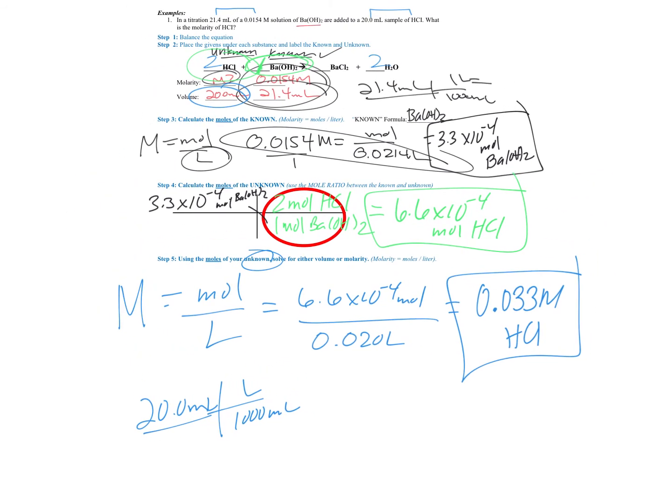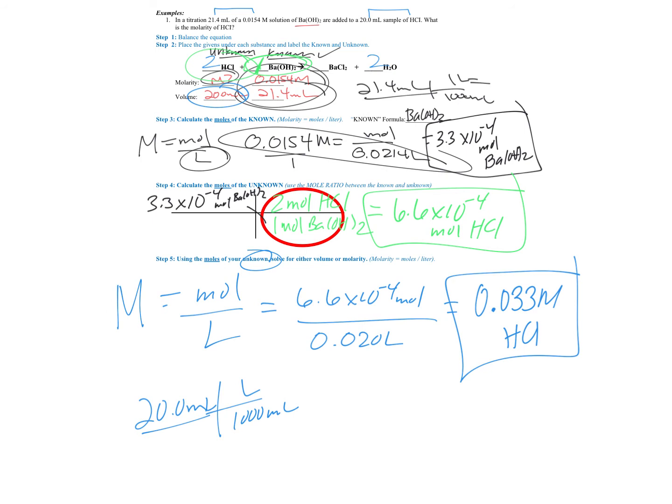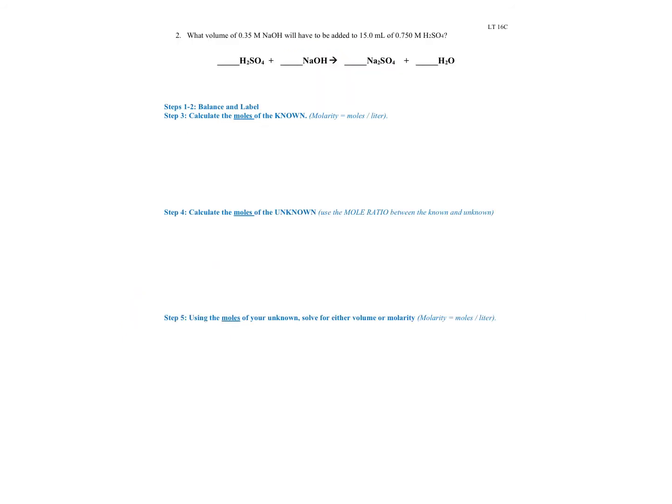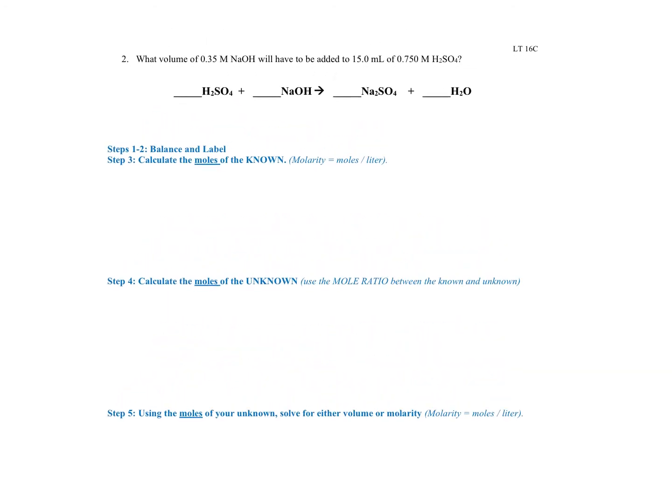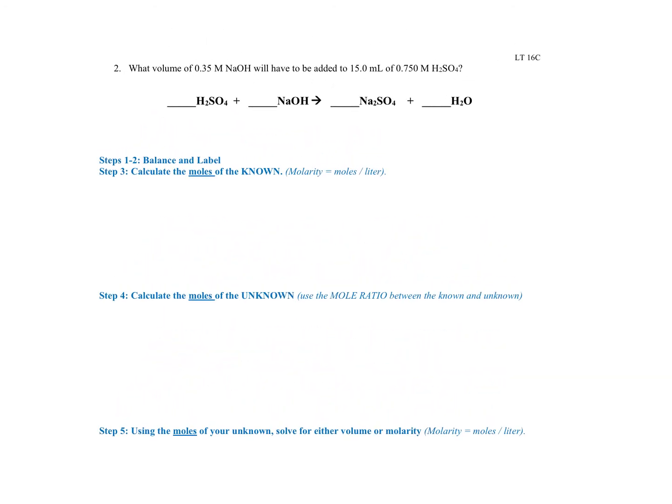So the main three steps is you solve for the moles of your known, find the moles of your unknown, and then plug it back into molarity. All right, let's try another example. And so the way we just did the titration is probably what is most common. We're usually solving for the molarity, but they could throw a problem where your unknown is how much volume is it going to take to neutralize it.